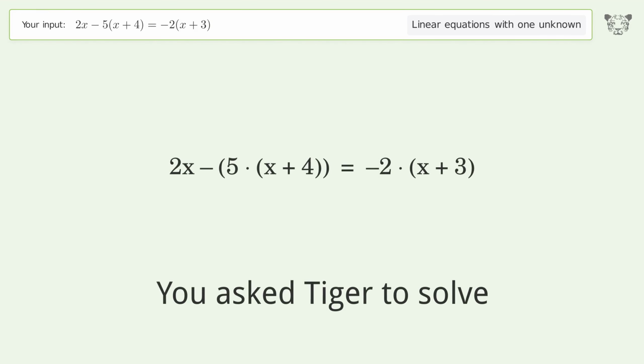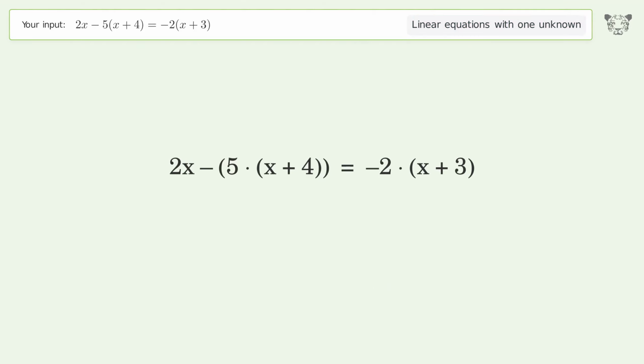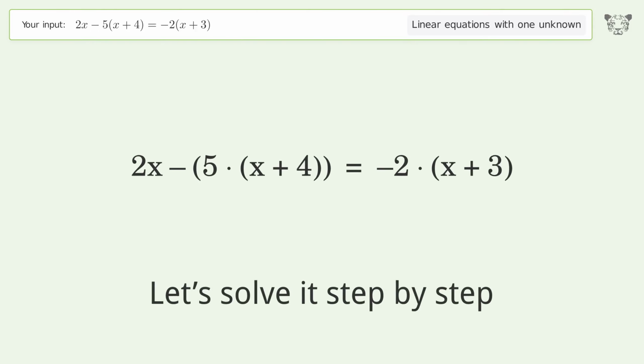You ask Tiger to solve. This deals with linear equations with one unknown. The final result is x equals -14. Let's solve it step by step.